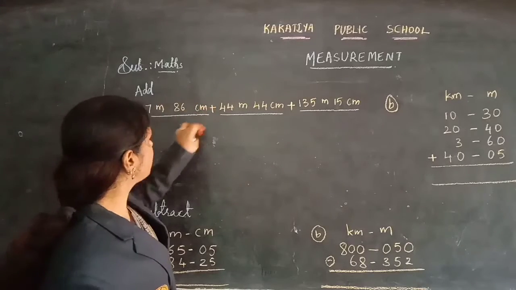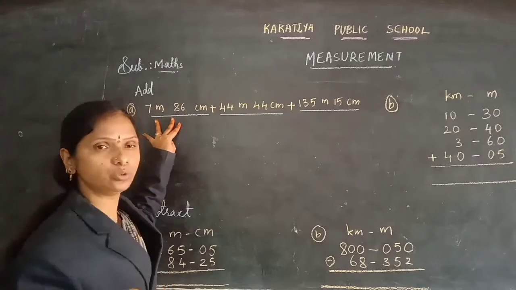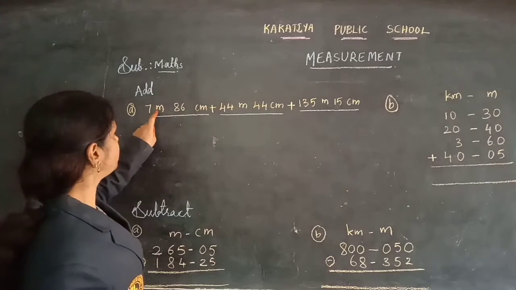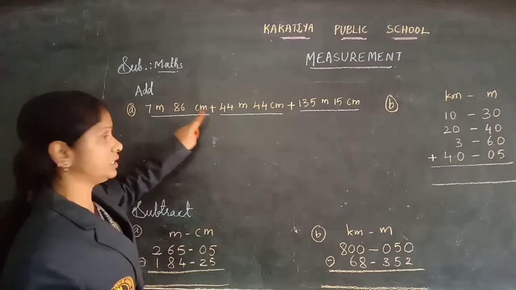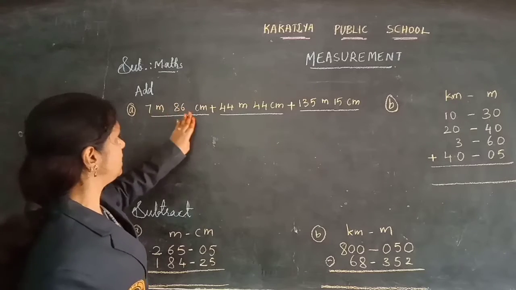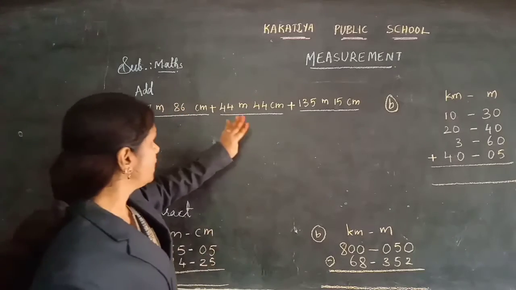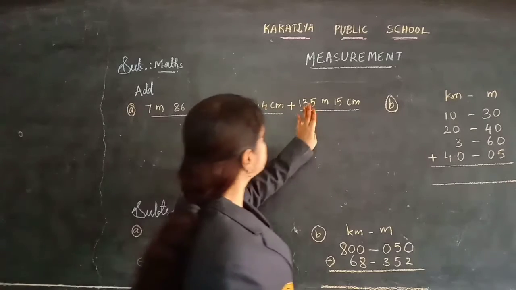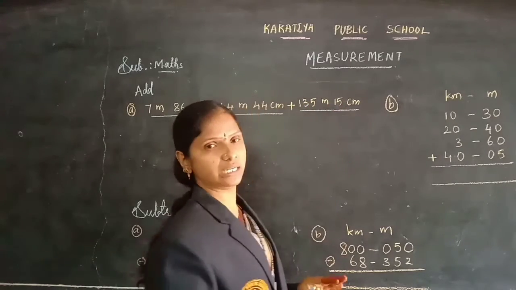This total is one number, children. You don't think these are two numbers. This total is one number only, in meters and centimeters. 7 meters 86 centimeters is the first number, the second number is 44 meters 44 centimeters, and the third number is 135 meters and 15 centimeters.